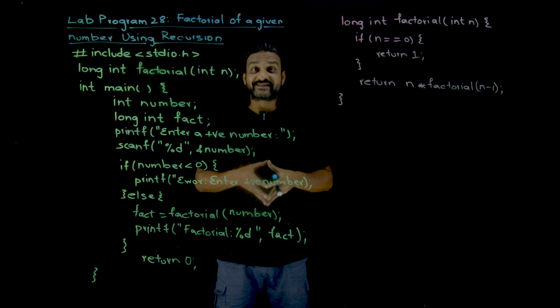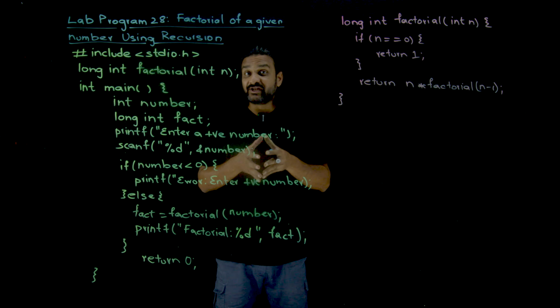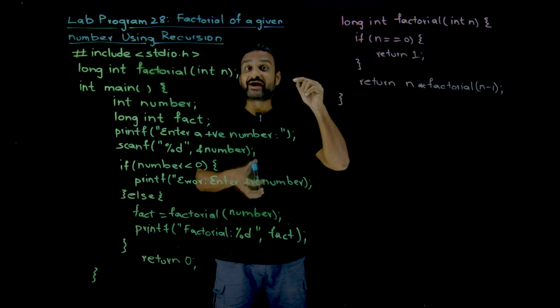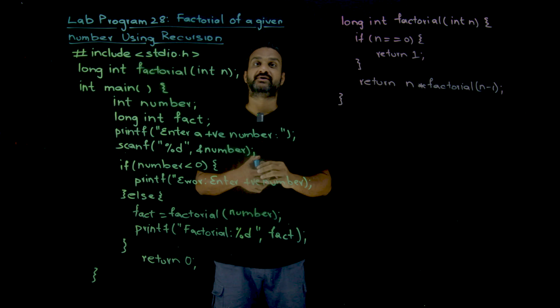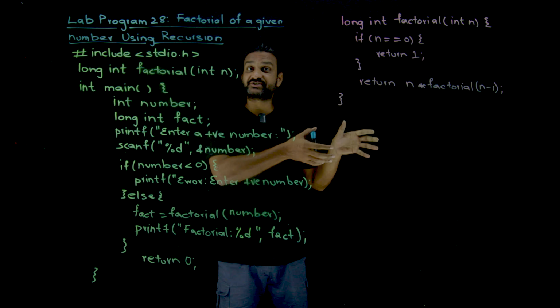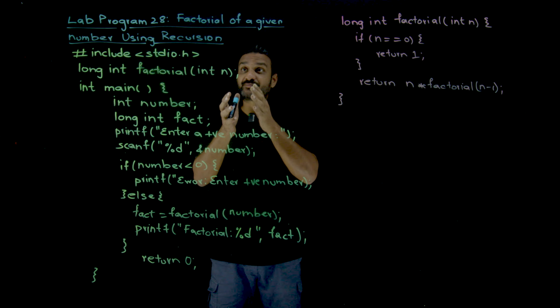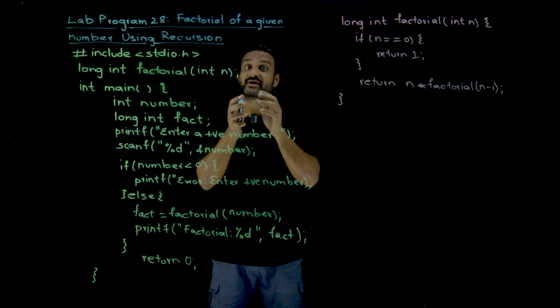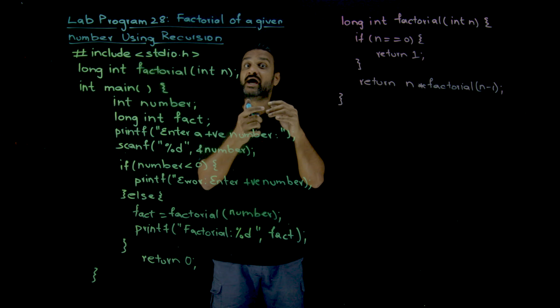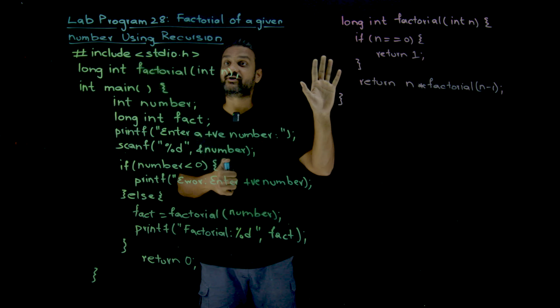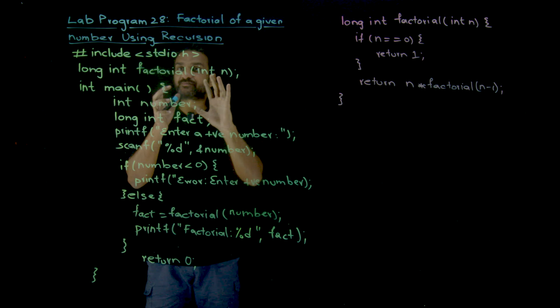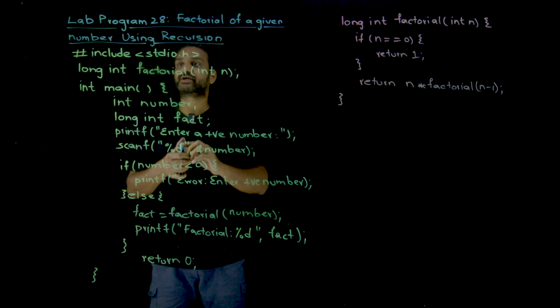In our 28th lab program session, we will understand a program to find the factorial of a given number using recursion. In our previous lab programming sessions, we have discussed the same program, factorial of a given number using the iterative method, and we will see the other way of finding the factorial using recursion. So here is the program to find the factorial using recursion.